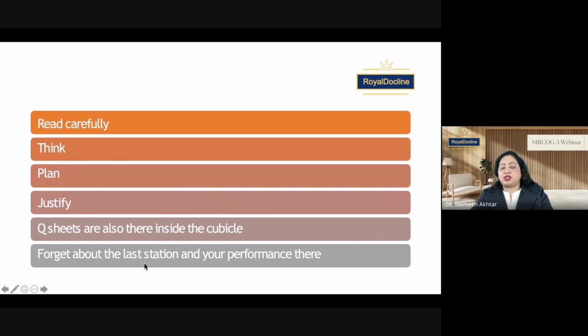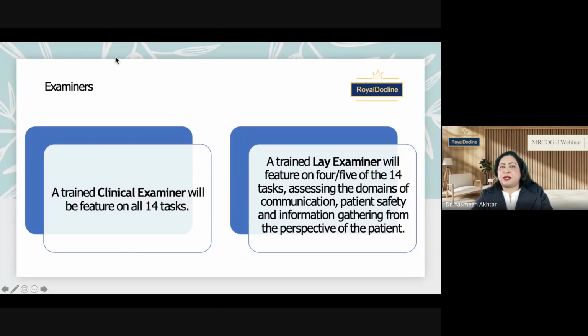Forget about the last station and your performance there. This is all what you are doing outside the cubicle. Now you have entered the cubicle. What will you see? You will see the examiners, or there may be something for writing, like the linked task, or you can see some patient sitting over there. Anything you can see. What are the examiners?